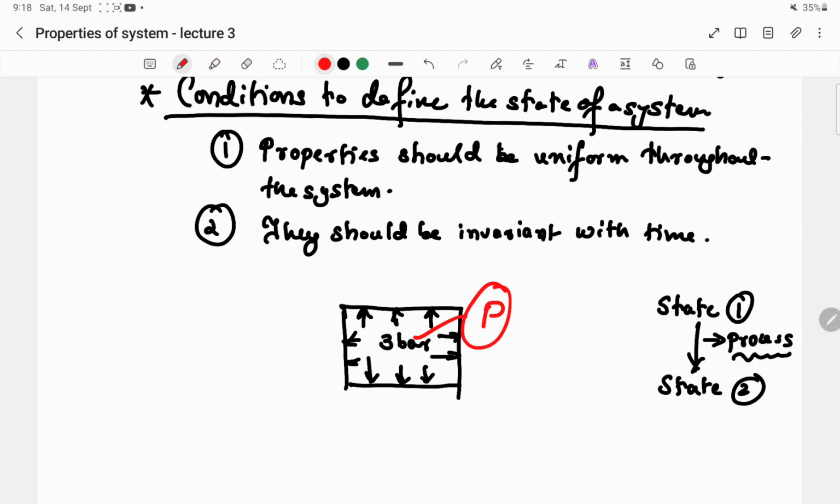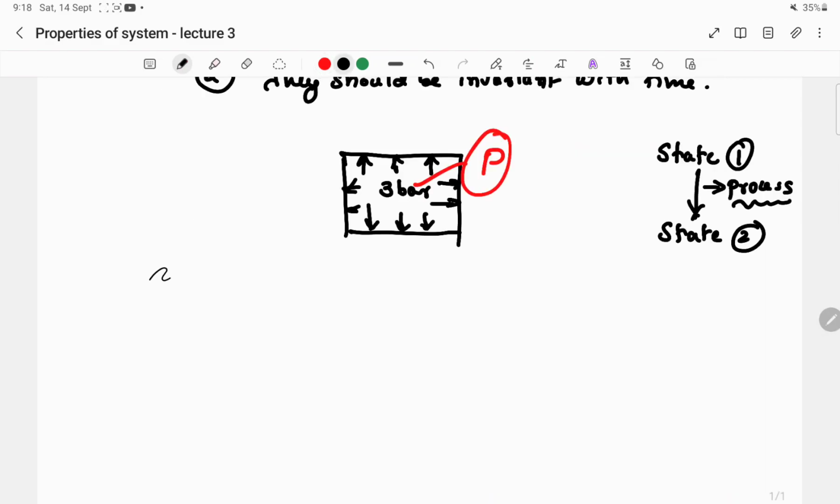And now these properties are of 2 types.